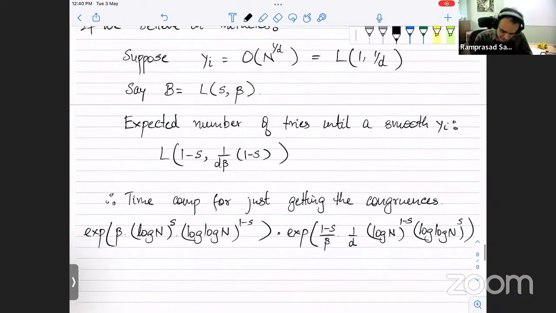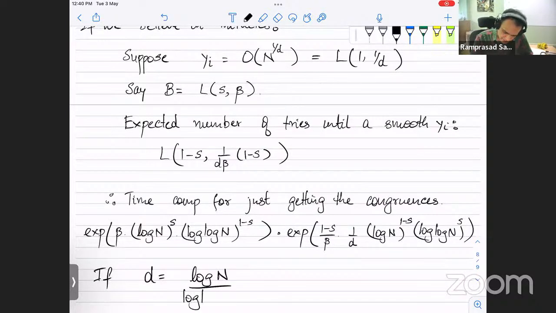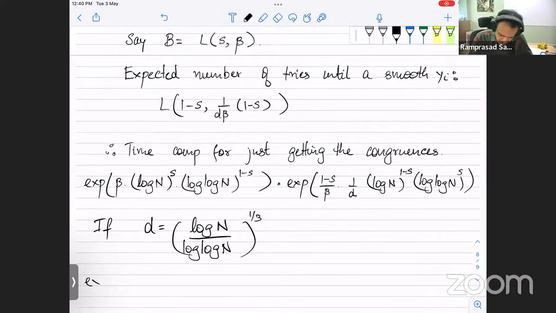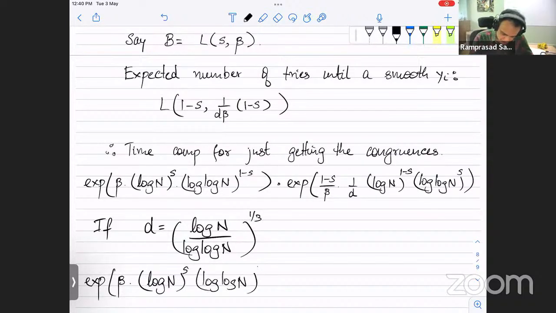Okay, turns out if d is equal to the following quantity, log n by log log n to the 1/3. It's like roughly cube root of log n or something. Now let's see what would happen in the above expression. The first term is of course exactly the same. So it's going to be exponential in beta log n to the s, log log n to the 1 minus s, times. So what is this going to be?